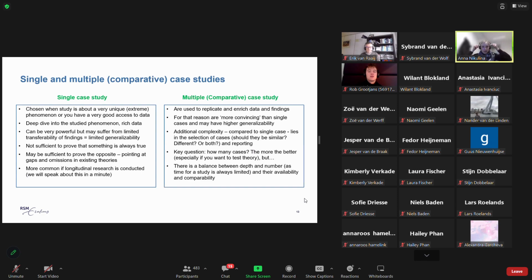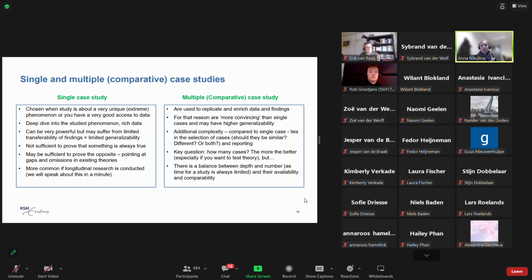Multiple case studies, sometimes also called comparative case studies, depending on what you read. And typically you do use multiple case studies to compare them, because you want to replicate what you study and enrich your data and findings. The ability to look into the same question in several cases is, of course, more convincing than studying a single case. So that's why generalizability is a bit better. But, of course, it adds complexity.